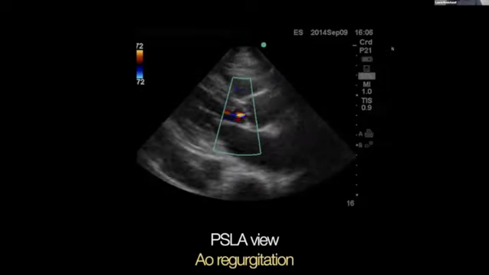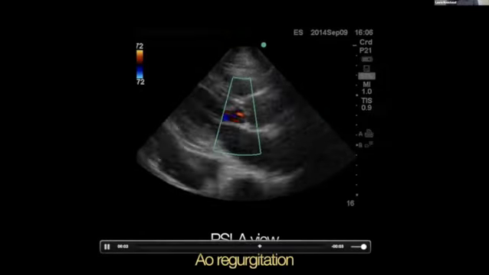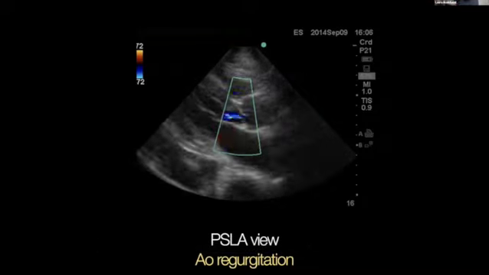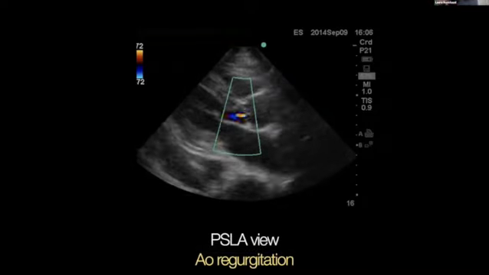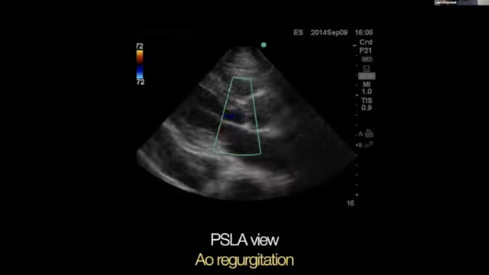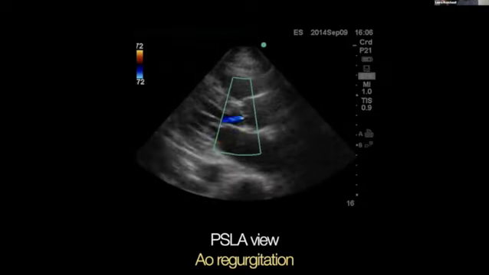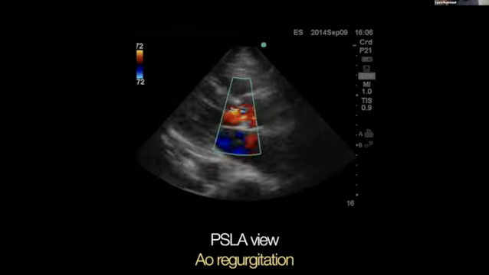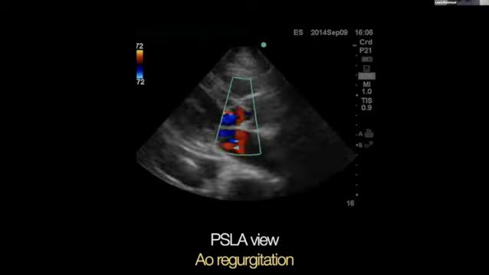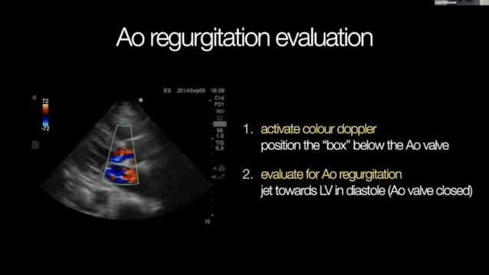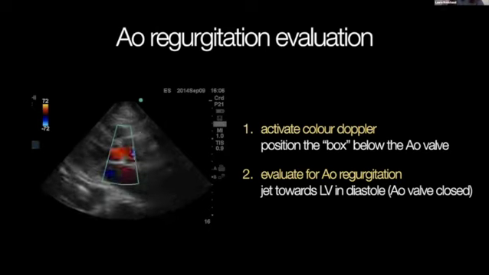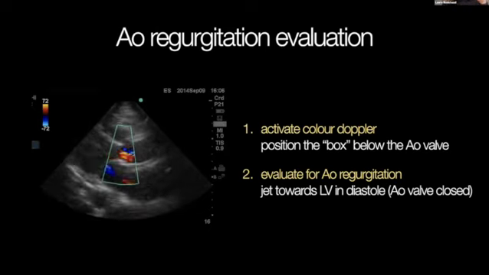What else can you be looking at? You can be looking at aortic regurgitation or aortic insufficiency. So on the same parasternal long view of your optimized ascending aorta, you look at dilation, but you also look at aortic regurgitation. How do you do this? Well, you're going to activate your color Doppler. That's a little function in your machine. You activate it, and a box is going to appear. That box, you're going to drag below the aortic valve.